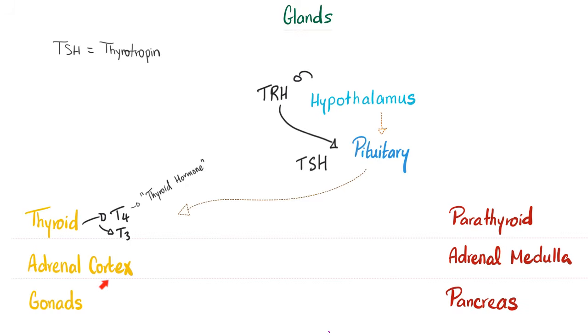Next game, let's play with the adrenal cortex. Again, it's cortex because the medulla doesn't give a hoot about the pituitary. Hypothalamus, please secrete CRH, corticotropin releasing hormone. And then CRH is going to go to the pituitary to secrete ACTH, adrenocorticotropic hormone. ACTH is going to go to the adrenal cortex. Adrenal cortex is going to respond by secreting steroids, or cortisol to be specific.